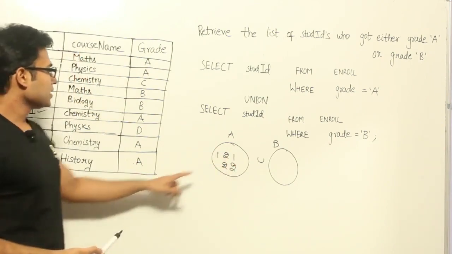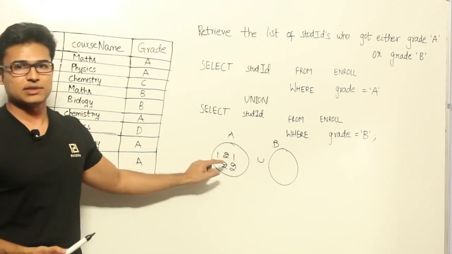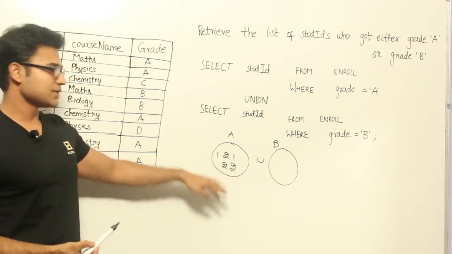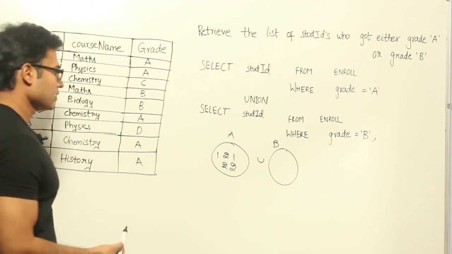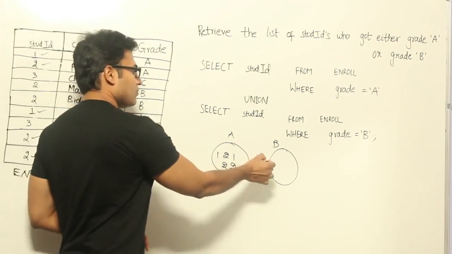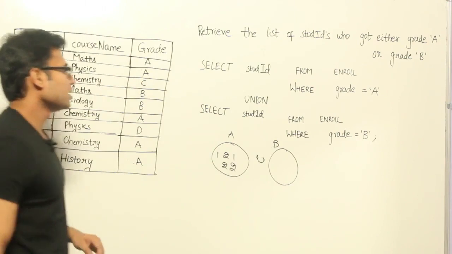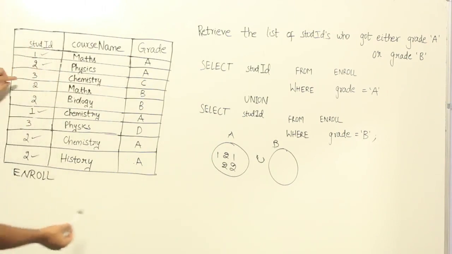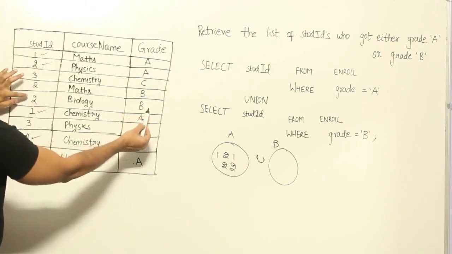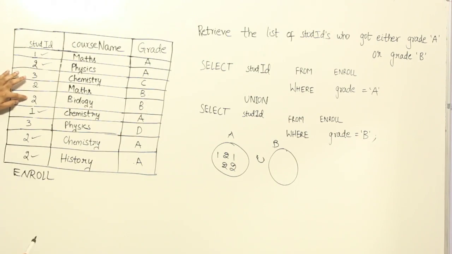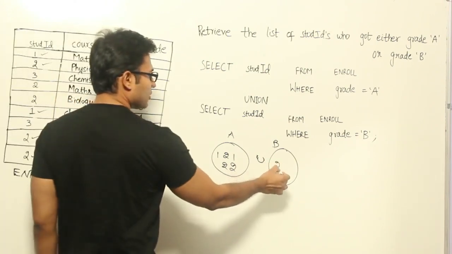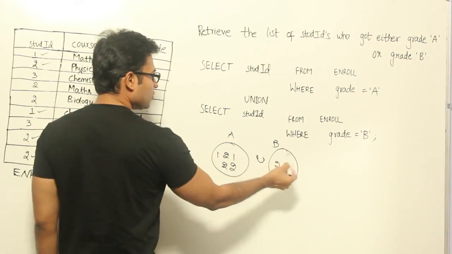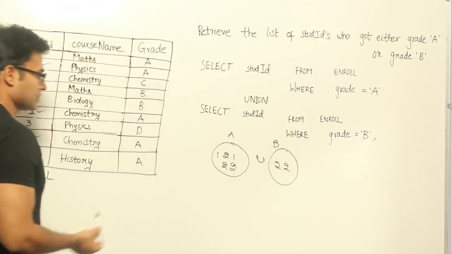Now why am I repeating these 2s and 1s so many times? Sometimes we might want to display the duplicates and sometimes we don't. Let's see when we are going to use that. And what about the set of all students who got grade B? In grade B, if you observe, here there is 2, here there is 2, that's it, isn't it? Therefore the student with ID 2 has got grade B 2 times.